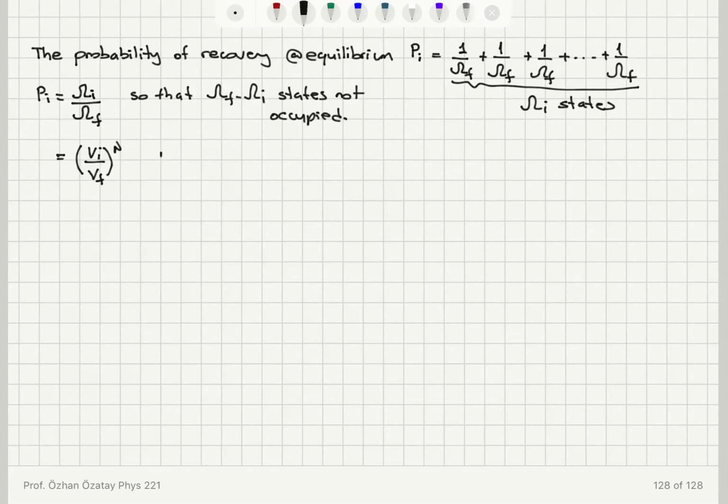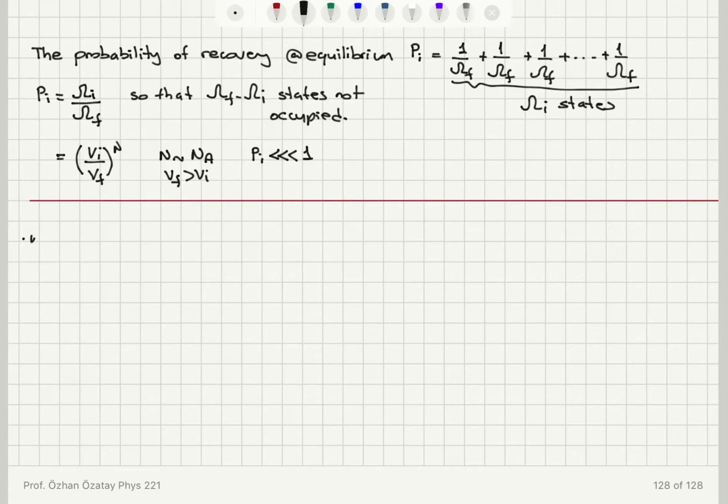Their ratio is V initial over V final to the power n. And what kind of a number is this? Again, n is of the order of Avogadro's number. It's very big. And you have V final greater than V initial, so the probability of recovery is going to be much, much less than 1. So it is very unlikely that the initial equilibrium situation will be recovered in the final equilibrium of the system. This is giving us an important clue about irreversibility.